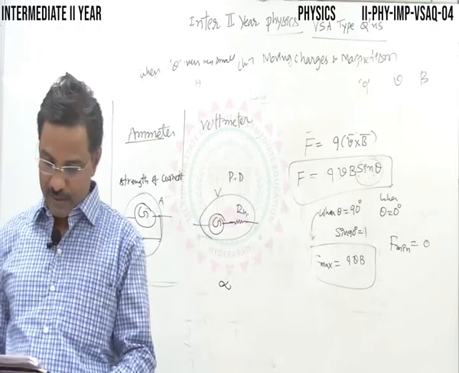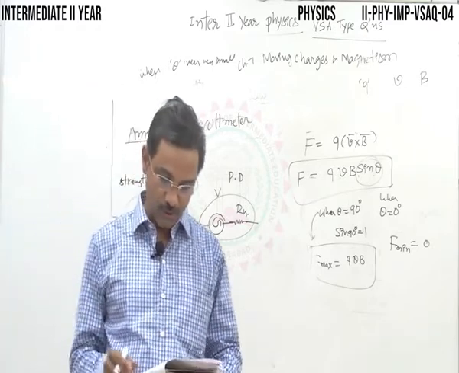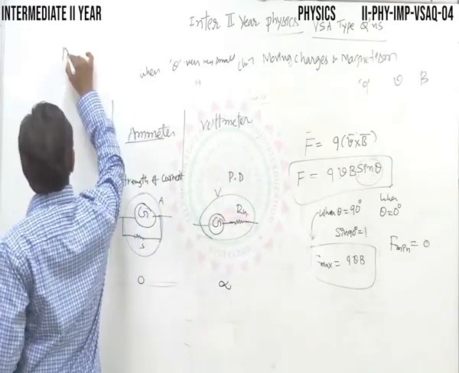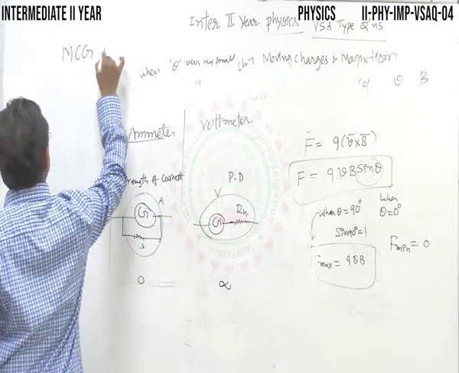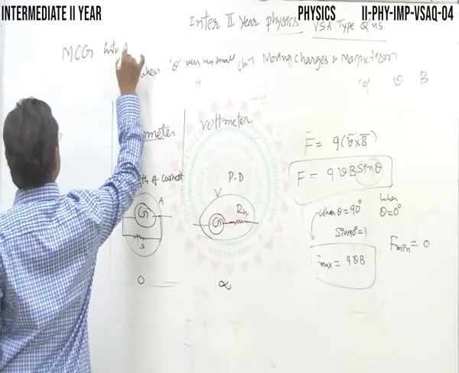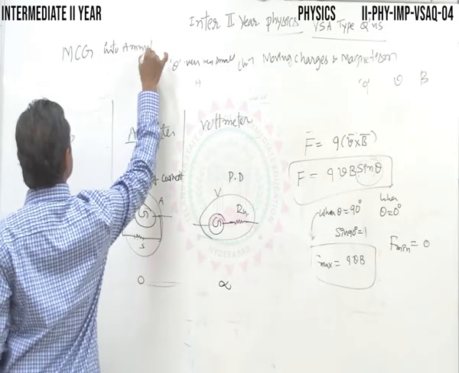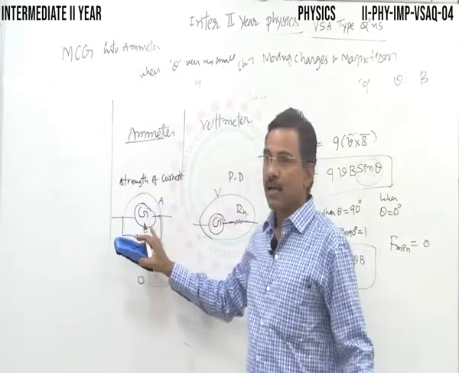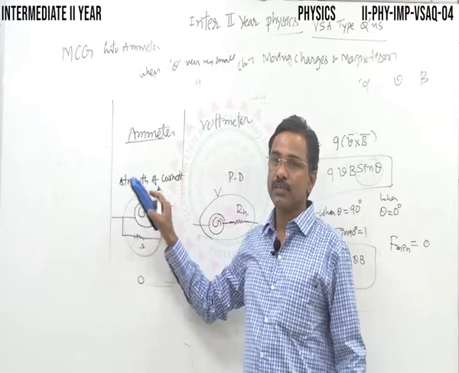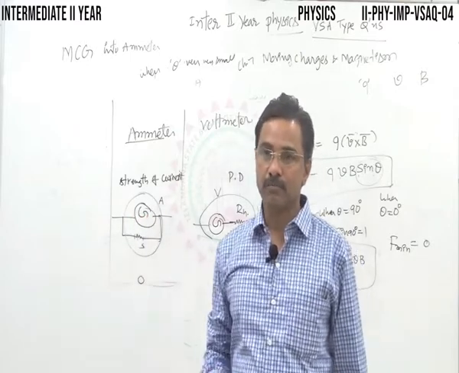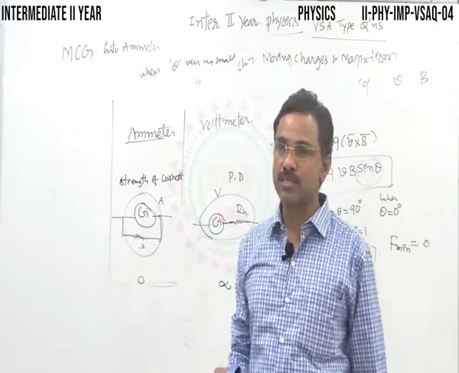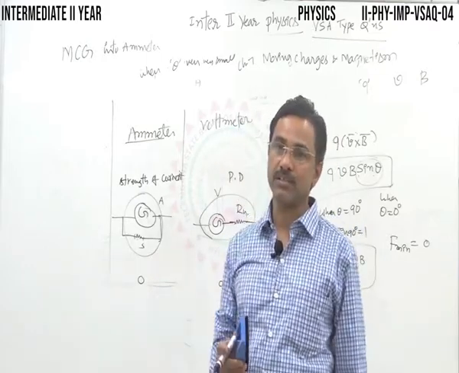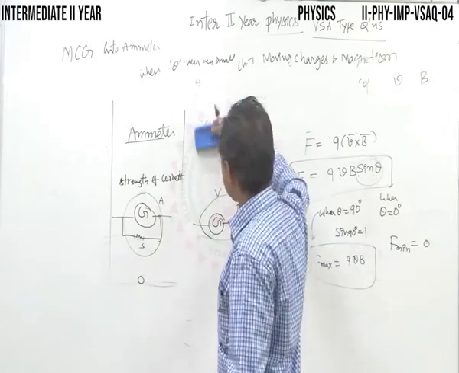Now, as I already discussed this, next question: how do you convert a moving coil galvanometer, MCG, into an ammeter? A moving coil galvanometer, as we already mentioned here, is converted into an ammeter by connecting a small resistance across it, in parallel to the galvanometer.